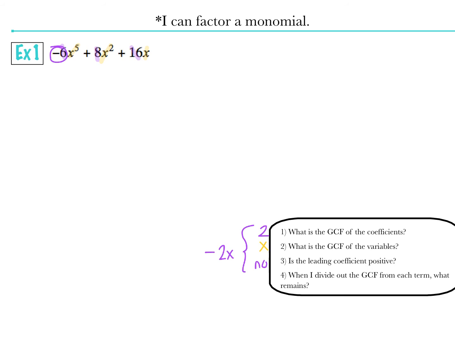All right? So what I'm going to do, just like distribution was taking a common factor and multiplying each piece by it, we're now going to take our common factor and we're going to divide it out, because we're trying to get back to that original form. So with this, I am going to divide each term by the GCF.